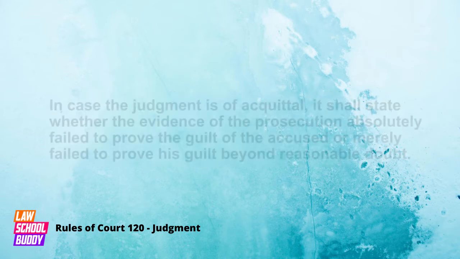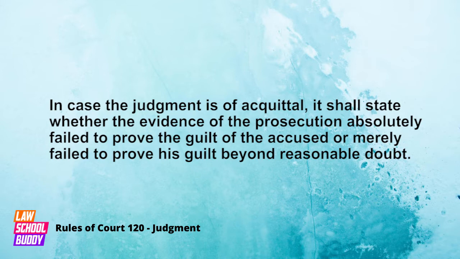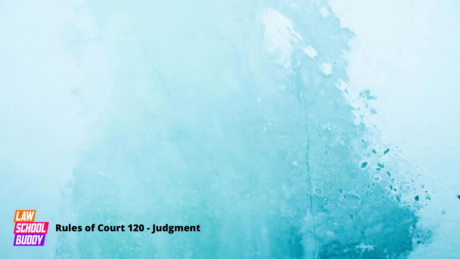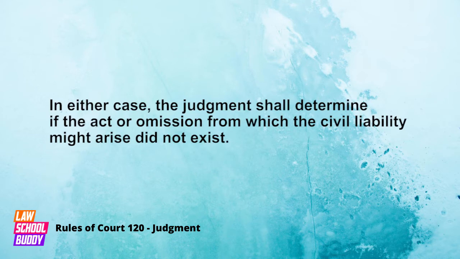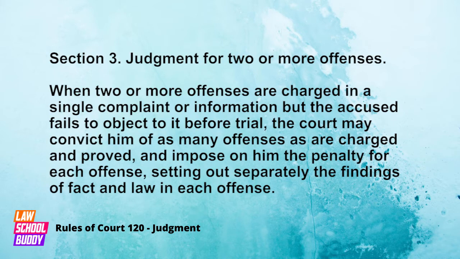In case the judgment is of acquittal, it shall state whether the evidence of the prosecution absolutely failed to prove the guilt of the accused, or merely failed to prove his guilt beyond reasonable doubt. In either case, the judgment shall determine if the act or omission from which the civil liability might arise did not exist. Section 3. Judgment for two or more offenses. When two or more offenses are charged in a single complaint or information, but the accused fails to object to it before trial, the court may convict him of as many offenses as are charged and proved, and impose on him the penalty for each offense, setting out separately the findings of fact and law in each offense.